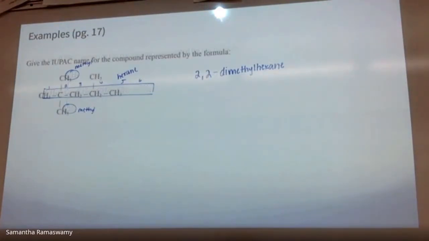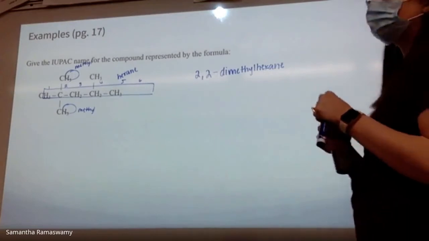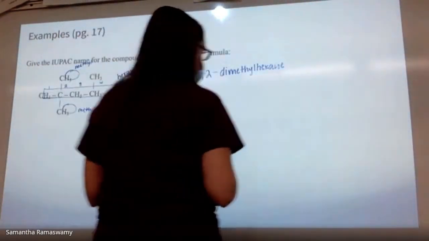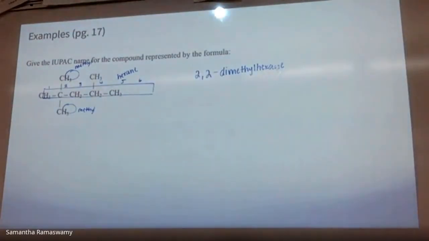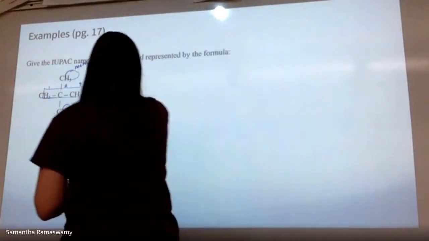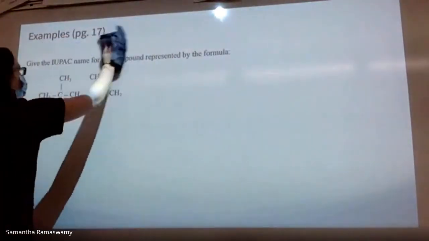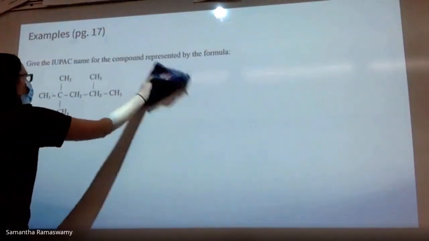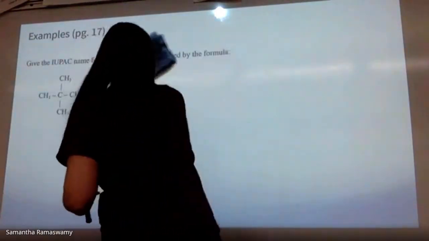If we take a look at this next one, see if you can find the parent chain. So first, see if you can find the parent chain and see if you can identify the substituents. So can you figure out what the longest carbon chain is? And then how many and what type of substituents are off of that chain?